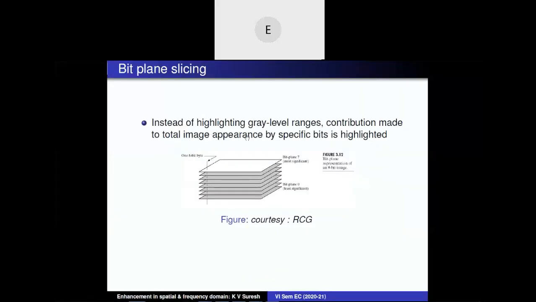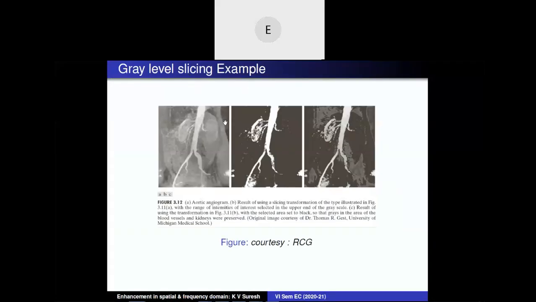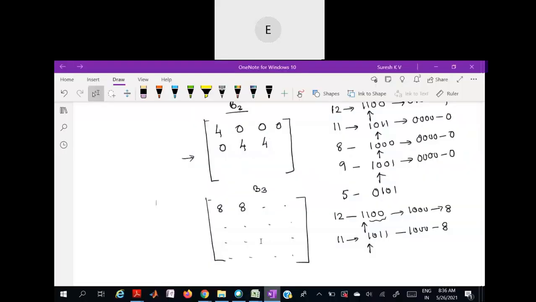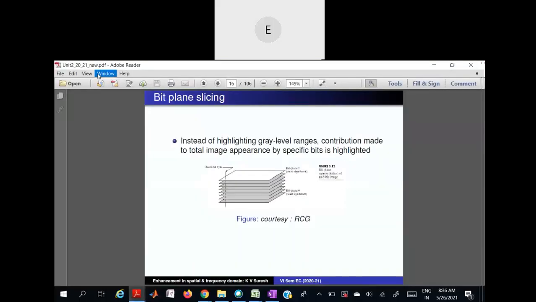So instead of highlighting the gray level ranges, as I did earlier, here you look at the contribution from each specific bit and highlight that. That's what we did in our example. I just took the contribution from the third bit. The third bit is actually the fourth bit if I start with B0. So this is the fourth bit from the least significant side. This is a contribution from the previous one. That is exactly what he is trying to say here.